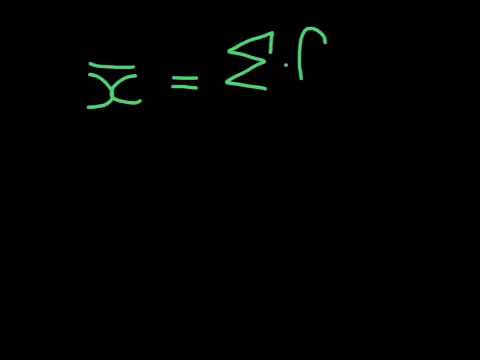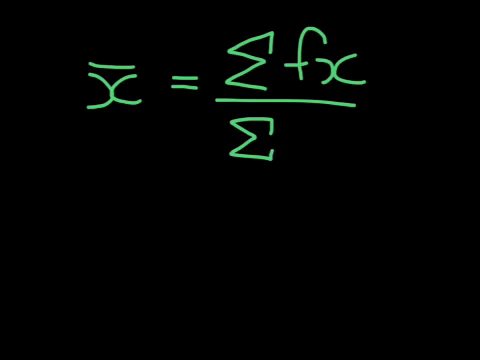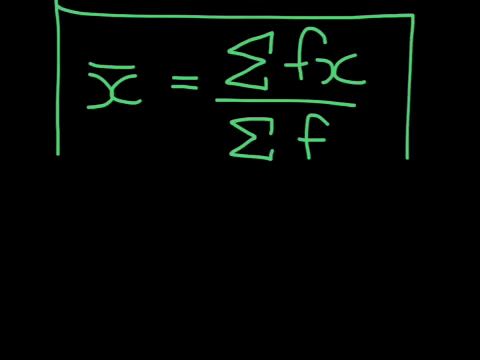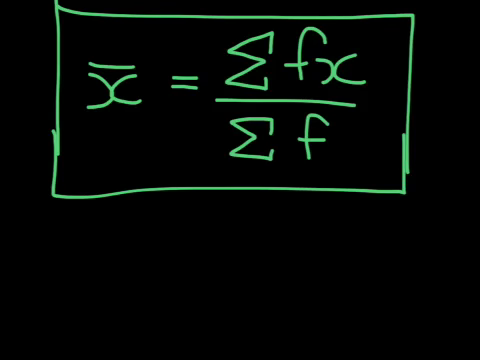So there you have it. In order to find the mean, we add up the total of your fx column and divide it by the total sum of your frequency, or how many scores you have. Remember that formula and you'll be good to go. Well done.